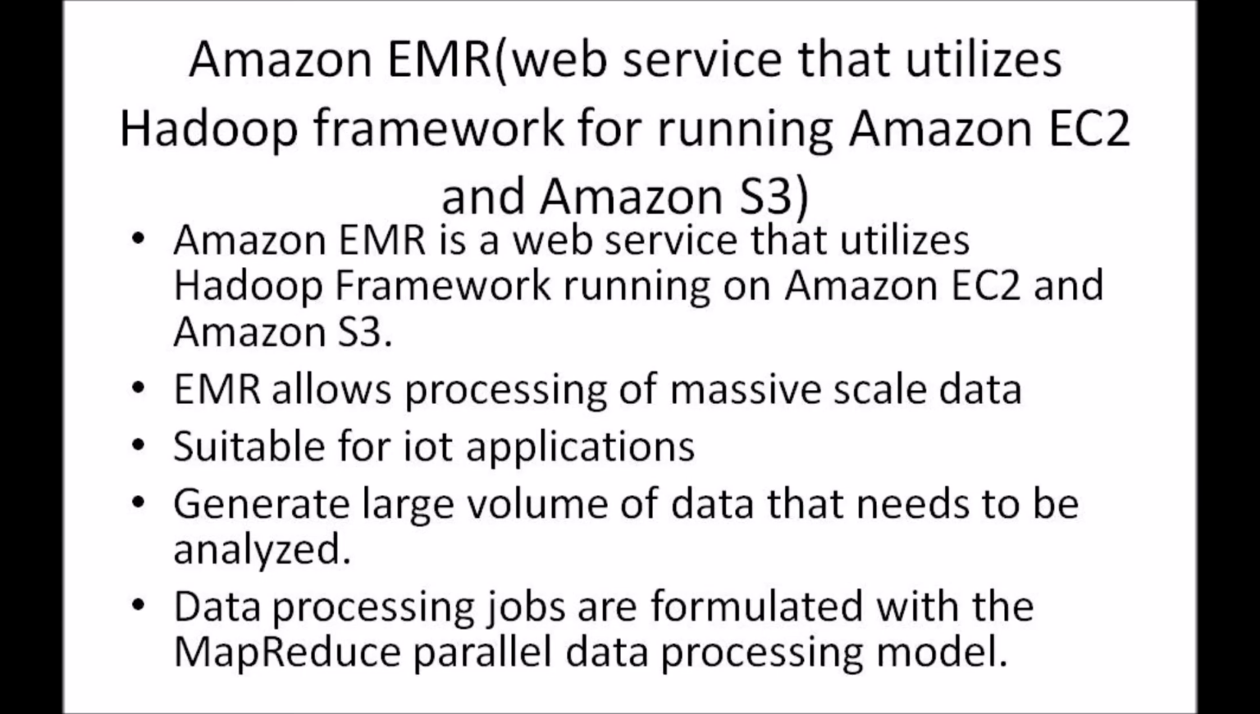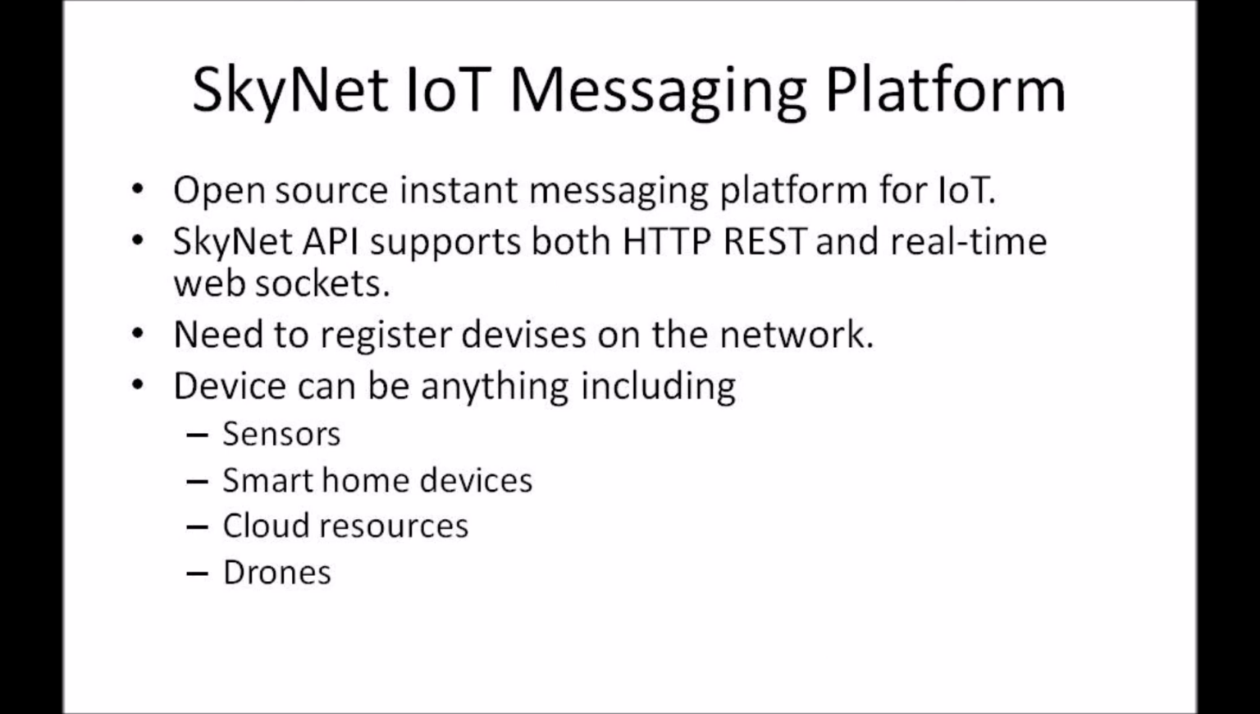The next is Amazon EMR. It is a web service that internally utilizes the Hadoop framework running on Amazon EC2 and Amazon S3, and it allows processing of massive scale data. It is well suited for IoT applications and provides facilities for generation and analysis of large volumes of data. The data processing jobs are usually formulated with the MapReduce parallel data processing model. With the previous slide, this brings us to the end of understanding Amazon Web Services.